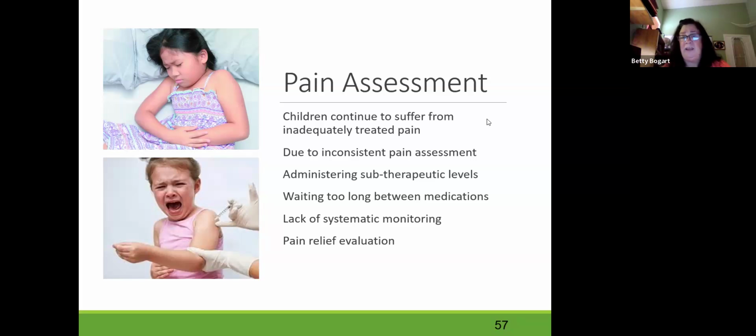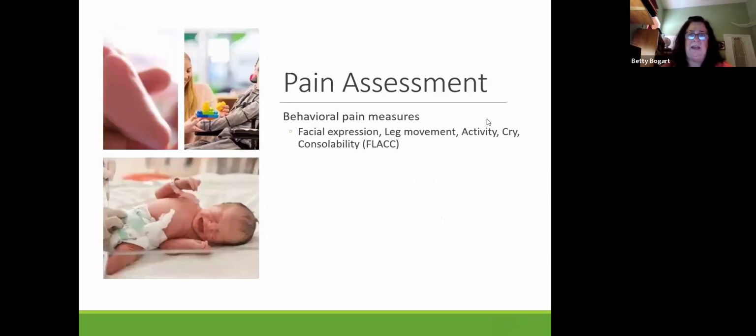Okay? Another thing, have you gone back and asked, did that medicine help you? Did it help that boo-boo? Are you feeling better? And if they're not, they probably need something to supplement it with, like ibuprofen or acetaminophen. And then waiting too long between medicines. Again, children need pain medicines just like adults. They have surgeries, they have to get up, get out of bed, cough, deep breathe, do all those things, and it hurts. So make sure that they are medicated.